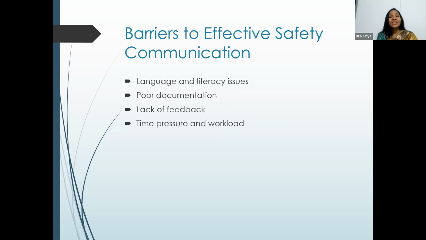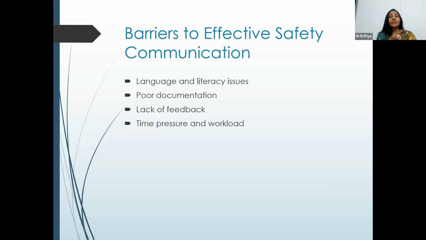So, okay. What are the barriers to effective safety communication? Language and literacy issues are also one of the major barriers involved. In many engineering workplaces, the workers come from different regions and different educational backgrounds also.